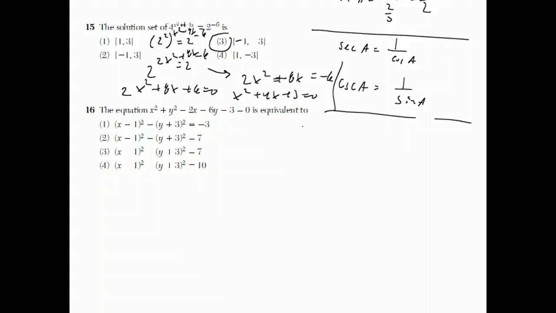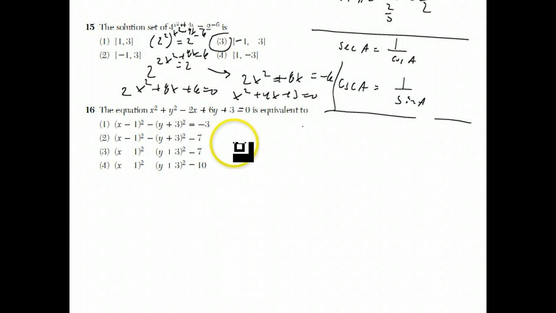Okay, moving on to question 16. It says the equation x squared plus y squared minus 2x plus 6y plus 3 equals 0 is equivalent to... Well, one thing you could do with these is cheat a bit and just multiply out, use FOIL, and simplify each of these four equations to see which one turns into x squared plus y squared minus 2x plus 6y plus 3 equals 0.